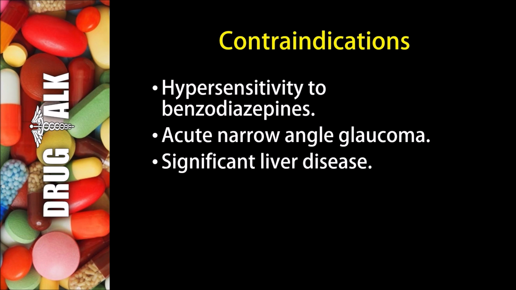And for contraindications, or reasons we would not be able to prescribe clonazepam to a patient, the first one would be if a patient had a hypersensitivity to benzodiazepines, such as clonazepam. They wouldn't be able to use this medication if they had acute narrow-angle glaucoma, and it would also be contraindicated in patients with significant liver disease.